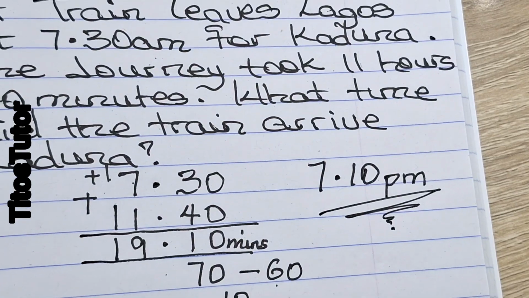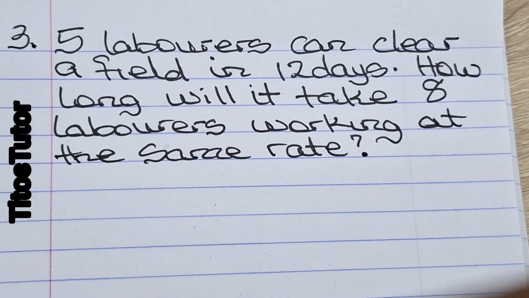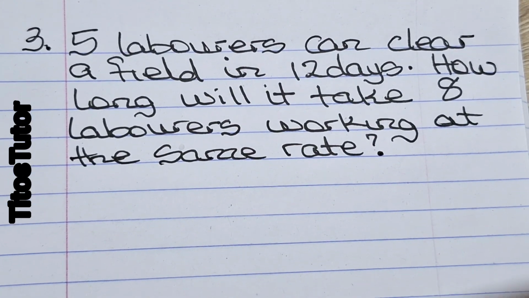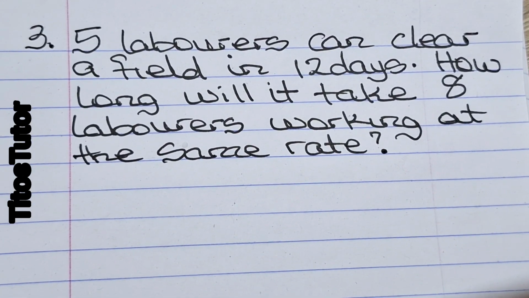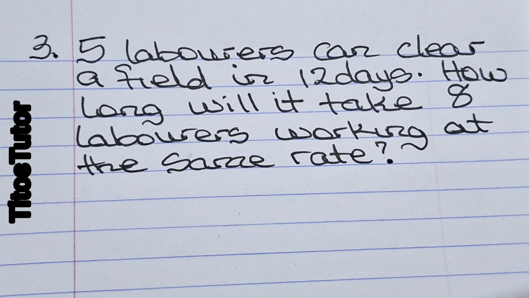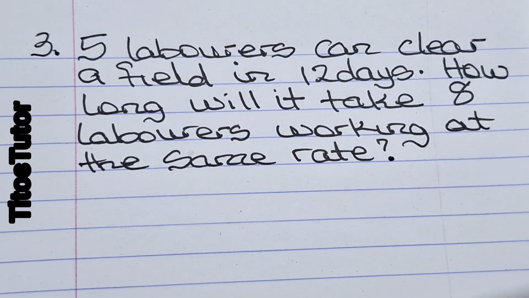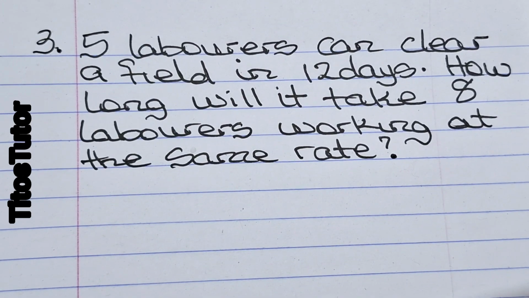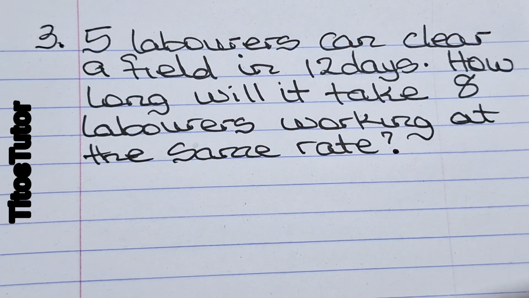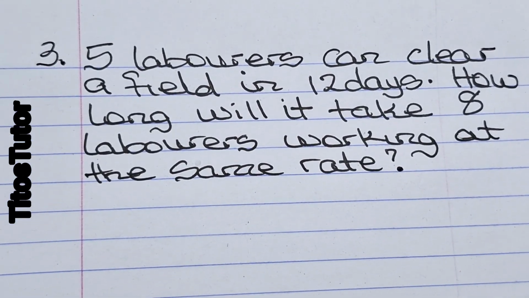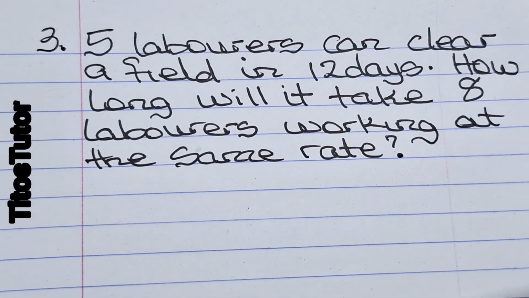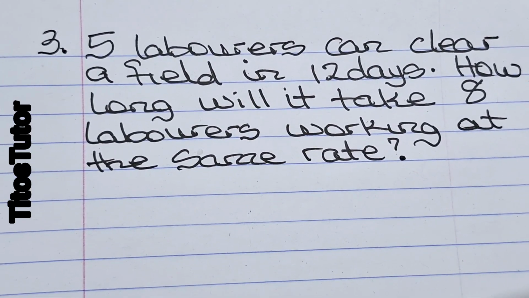And you're done. Here's our third question for this video, and it says 5 laborers can clear a field in 12 days. How long will it take 8 laborers working at the same rate to clear that same field, right? So immediately you see a question like this, laborers and days, you know it's a proportion question.